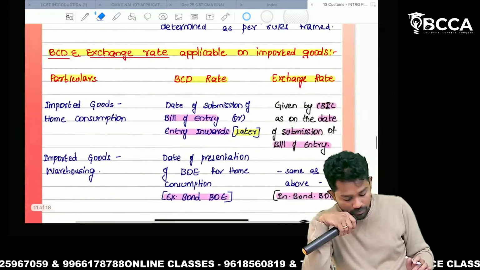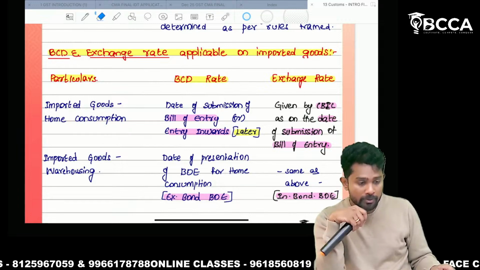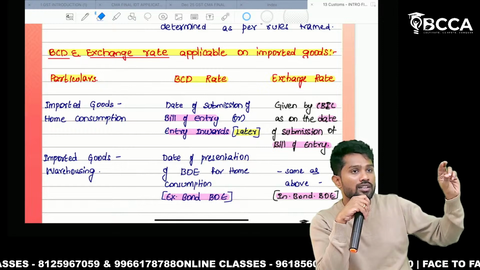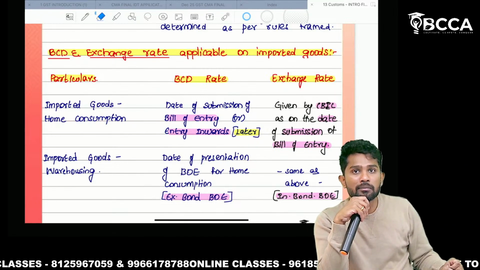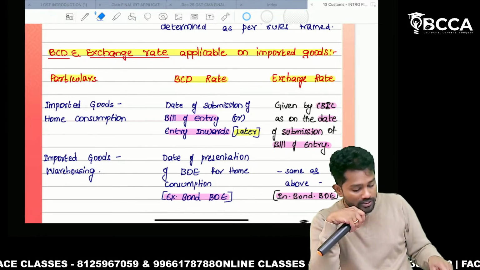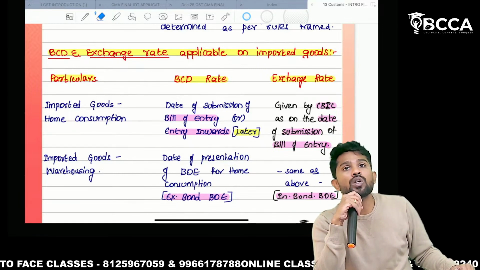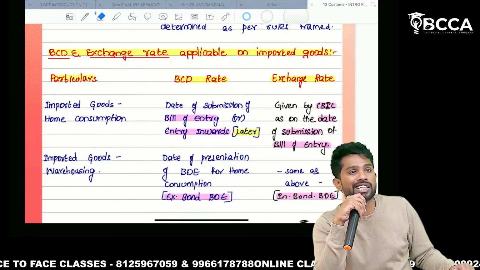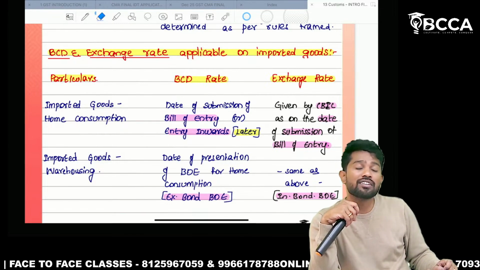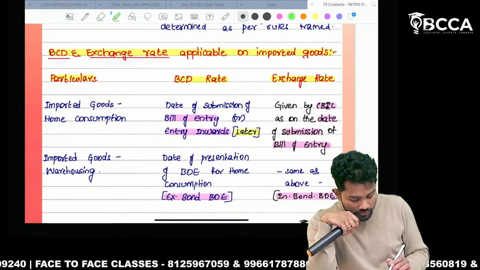Then you should know the exchange rate first. Why? Because in import transactions, usually the amount will be mentioned or referred to in foreign currency. To levy tax, first the assessable value has to be converted into Indian currency. Only after converting it into Indian currency can we levy tax. So which rate has to be used to convert it into Indian value? Exchange rate.